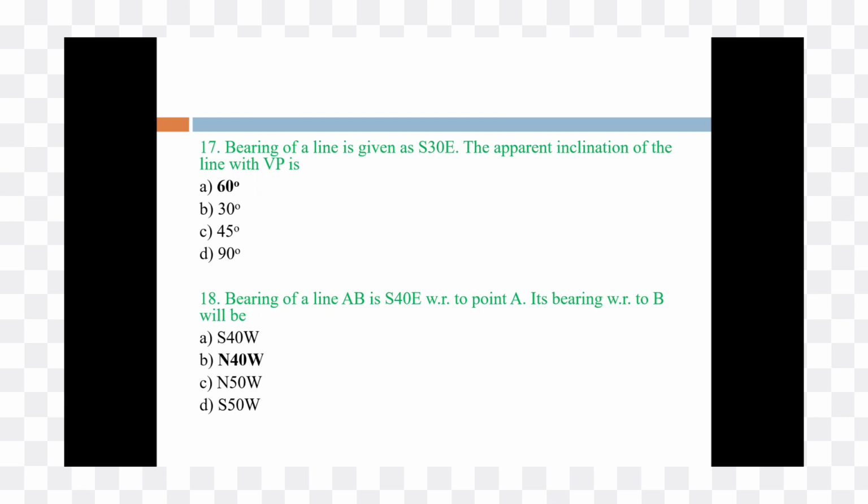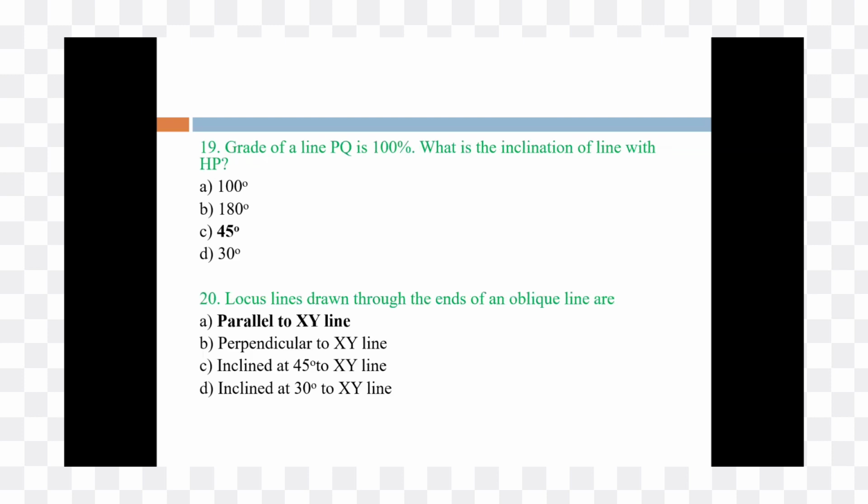Then next, the bearing of line AB is south 40-degree east with respect to point A. Then its bearing with respect to B will be, okay. While solving the problem, this type of bearing we have converted. Here the bearing is given with respect to point A as south 40-degree east, that means definitely with respect to point B it will be north 40-degree west. So that's why option B will be correct.